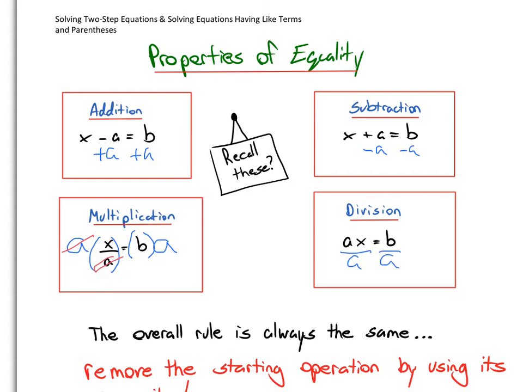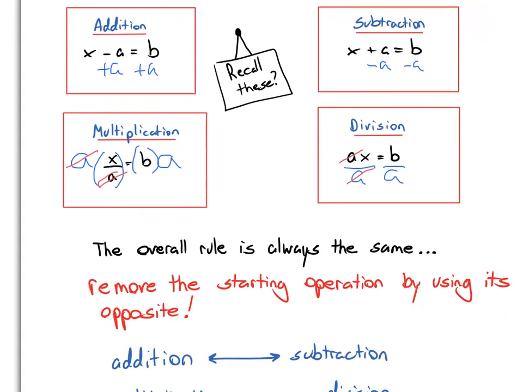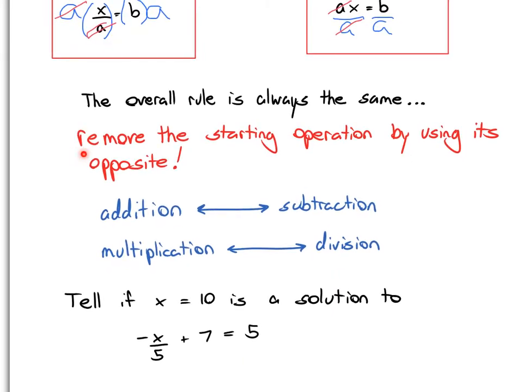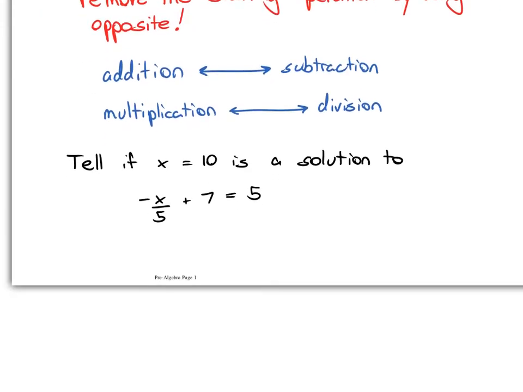Because what happens to the ax and the a? Those cancel out. Remember, when things cancel out when you're dividing, we're so used to thinking it becomes 0. It doesn't. a divided by a is 1, so we're left with 1x. Please keep that in mind this whole time. The overall rule is always the same: remove the starting operation by using its opposite. We called those inverse operations. The inverse operation of addition is subtraction, and of subtraction it's addition. The inverse operation of multiplication is division, and of division it's multiplication. We just saw that with those properties of equality from the last unit. We're going to use them again.